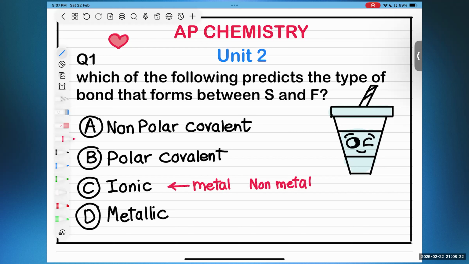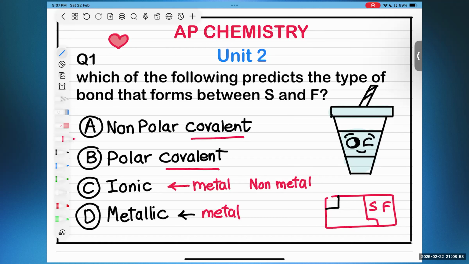If I have a look at the periodic table, I will see that sulfur and fluorine are both here, on the right side. This is the non-metal side, to the right of the ladder. Metallic is usually when I have a metal like sodium, atoms of the same element only, so metallic. Sodium alone, potassium alone, aluminum alone. If it is two non-metals, it's covalent.